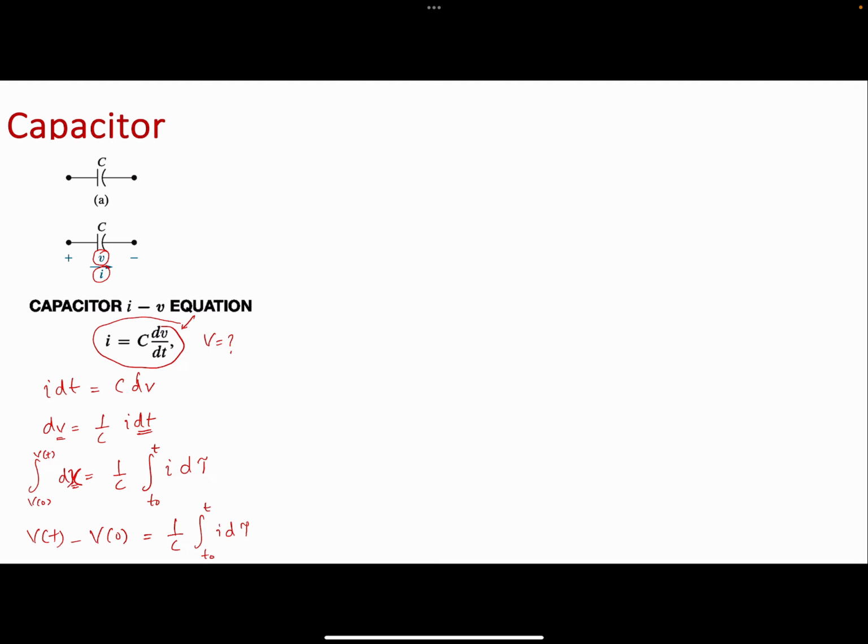And I can further take V of 0 to the other side. So V of t equals 1 over C, integral from 0 to t, where t naught is usually 0, so we can practically put 0 here, of I times d tau, plus V of 0. So here is the equation. This is how you can derive the voltage equation across the capacitor.